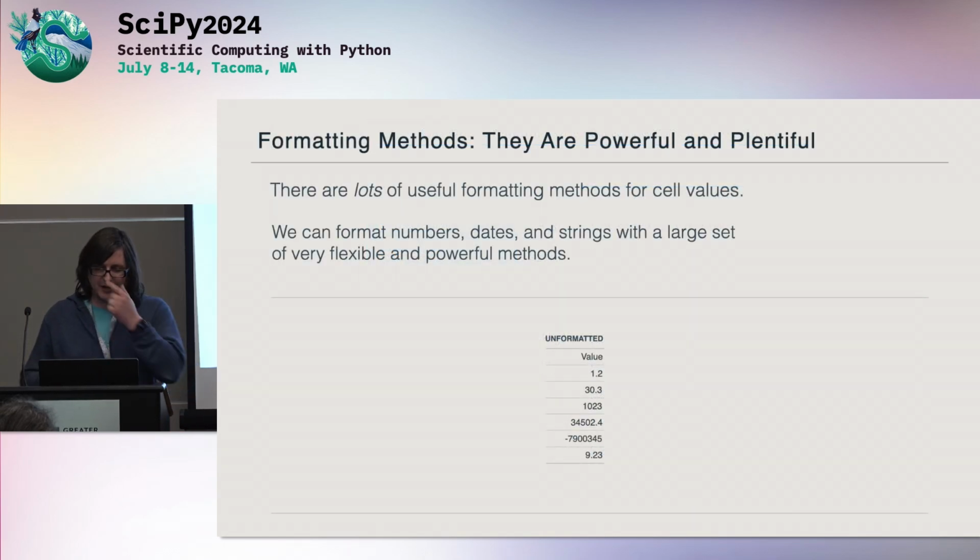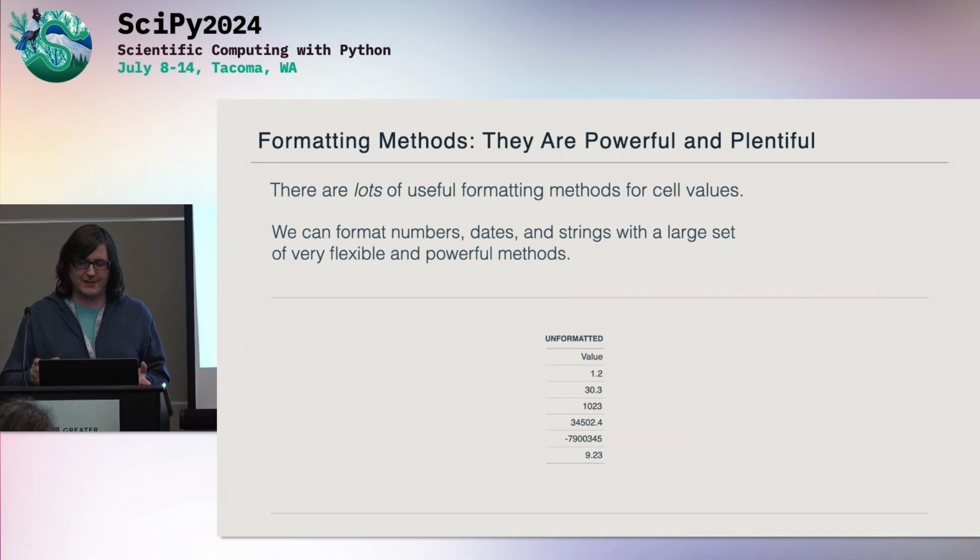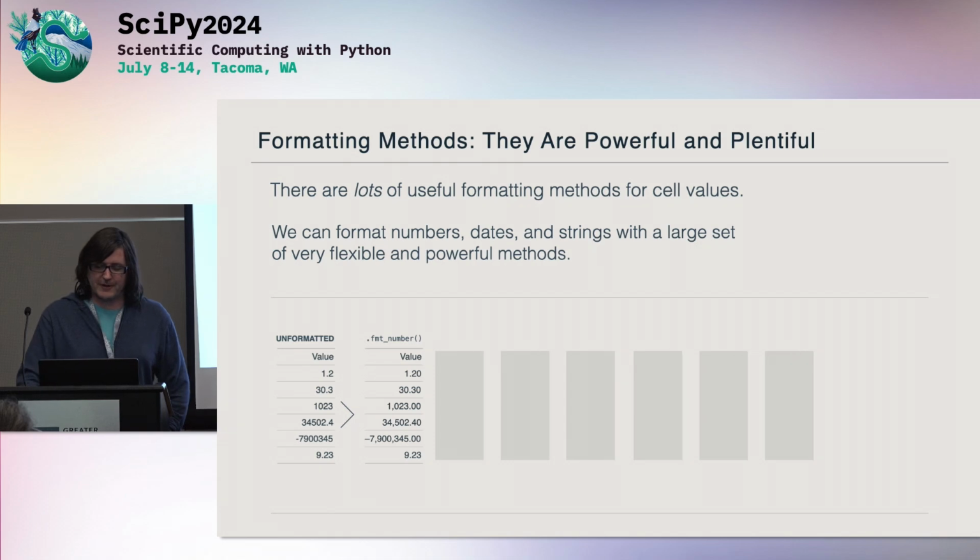Okay, so I'm going to take a little segue here. I'm going to talk about formatting methods. We have lots of them. I just want to show you a few examples of how they're used, which methods we have. Here's an unformatted column. If you were to use fmt_number, we can get things right off the bat, like grouping separators and fixed decimal places. And that's without using any options.